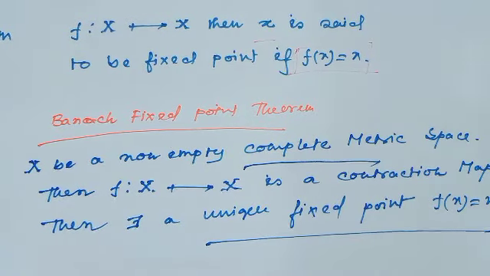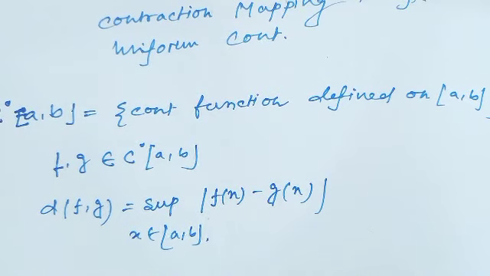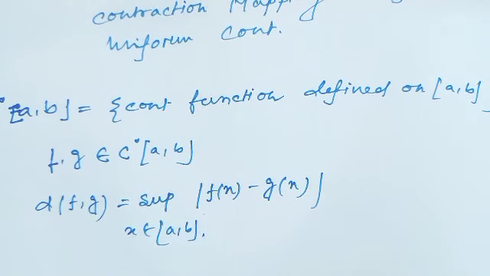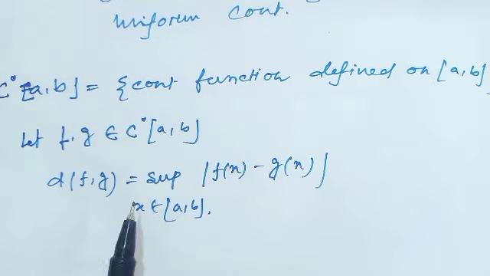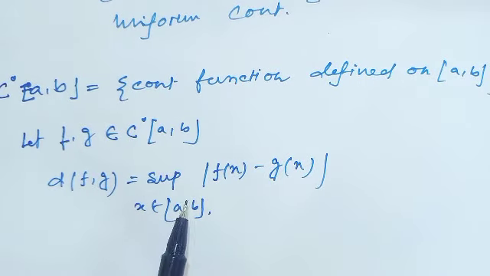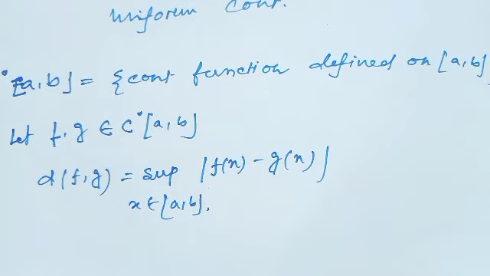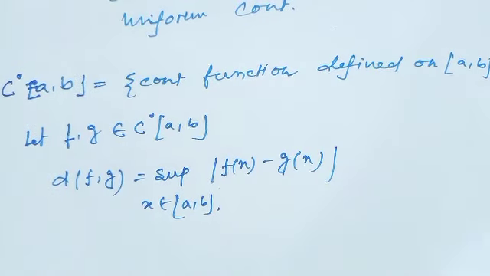Let's go ahead. Now we all know C0[a,b]. This is the set of continuous functions defined on the set [a,b]. Now we all know the metric space on C0[a,b]. Let f, g belong to C0[a,b], then d(f, g) equals the supremum over x in [a,b] of the absolute value of f(x) minus g(x). This is the metric defined on C0[a,b].